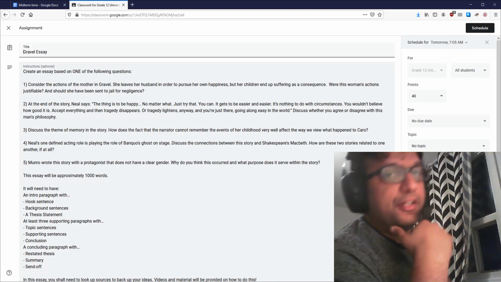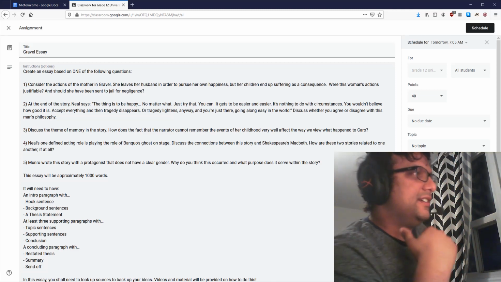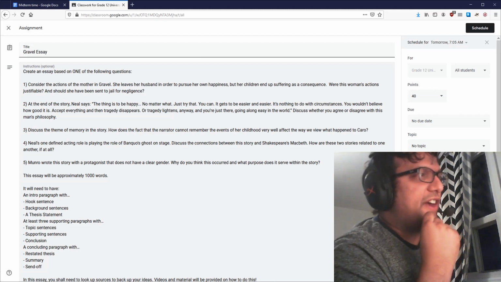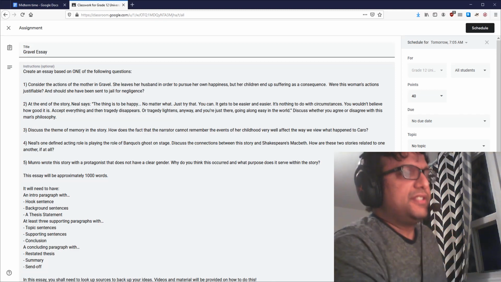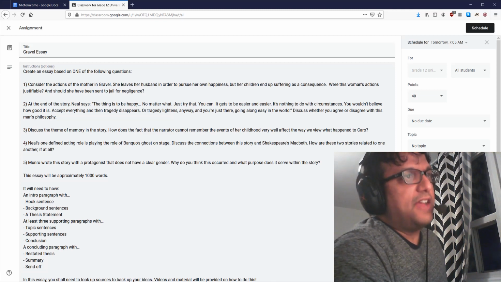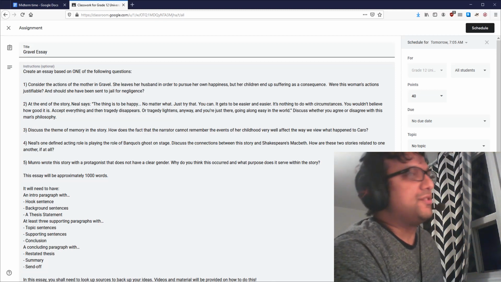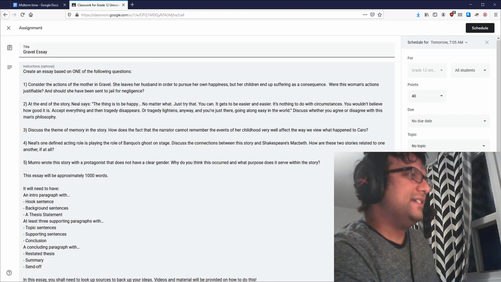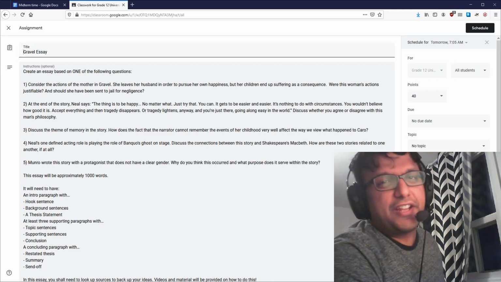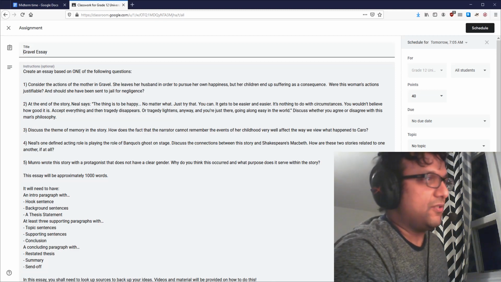Next, for Neil. Neil's one defined acting role is playing the role of Banquo's ghost on stage. Discuss the connections between this story and Shakespeare's Macbeth. How are these two stories related to one another, if at all? So, probably if you're saying it's not related at all, you shouldn't pick this story.